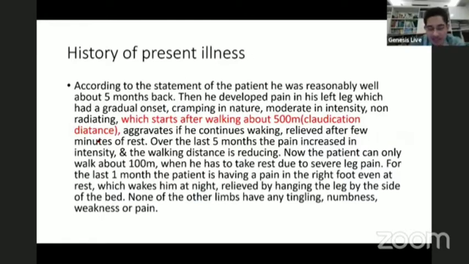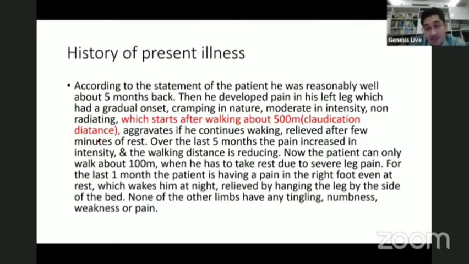This distance which it takes for the pain to start is called claudication distance. The pain aggravates if he continues walking. This is very important. The pain aggravates if he continues walking. Only relieved after a few minutes of rest. That means when the patient stops walking and takes rest, then the pain is relieved. Now, over the last 5 months, the pain increased in intensity. Previously, it was moderate. Now it is severe in intensity.